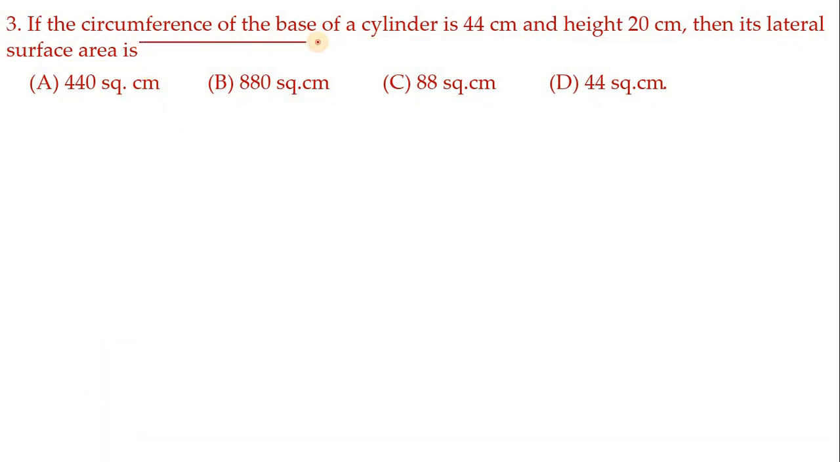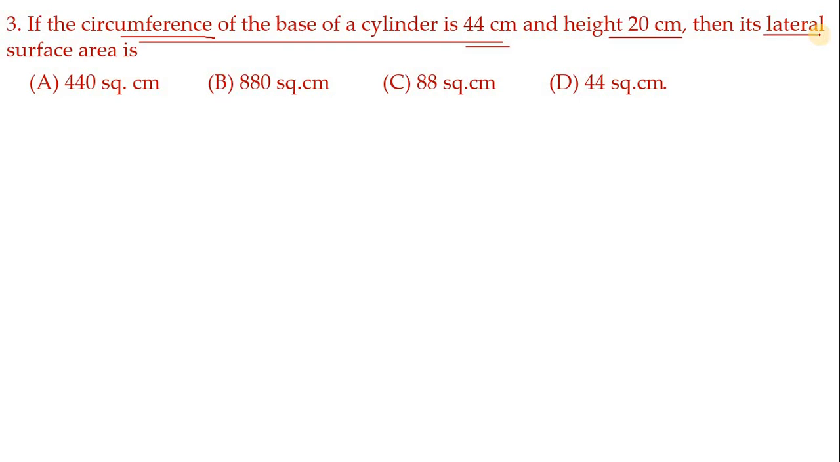Circumference of the base of the cylinder is 44. Circumference is given. Circumference means the circumference of a circle, and the formula for the circumference of a circle is 2 pi r. So the 2 pi r value is given, that is 44, and the height is given, that is 20 centimeter.